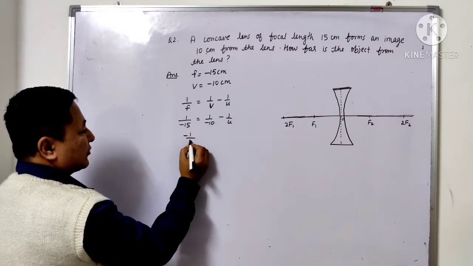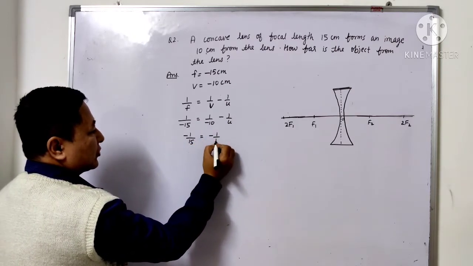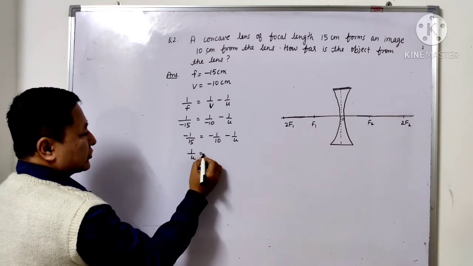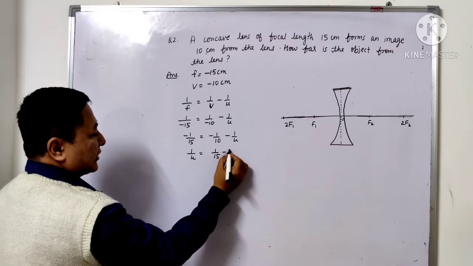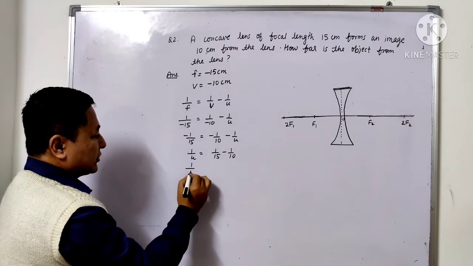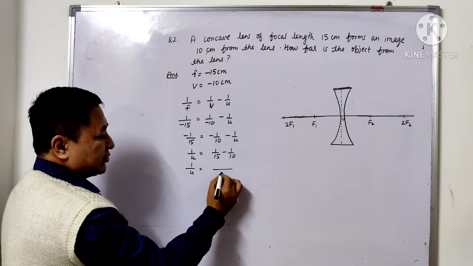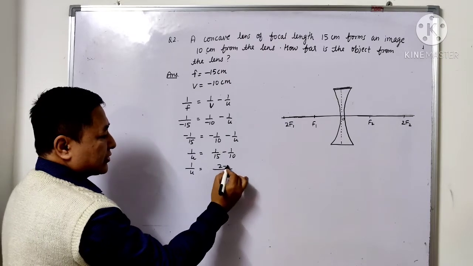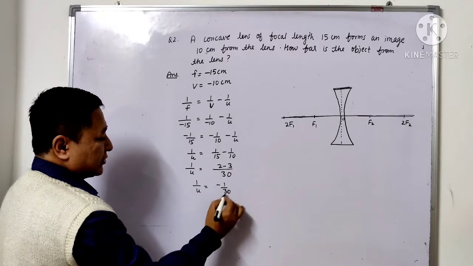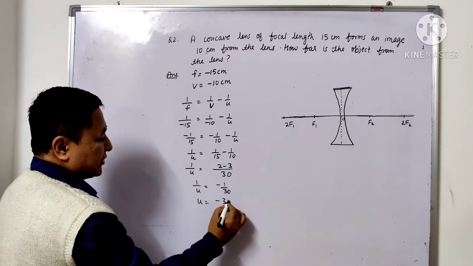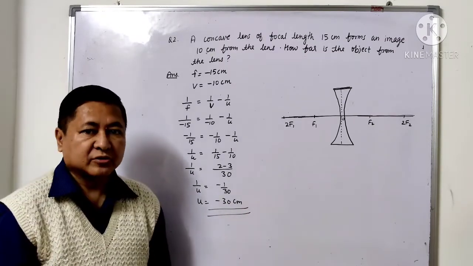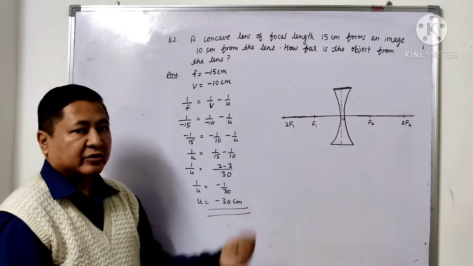So it is minus 1 upon 15 is equal to minus 1 upon 10 minus 1 upon u. We'll shift the side. 1 upon u is equal to 1 upon 15 minus 1 upon 10. I have transposed minus 1 upon 15 to that side. So 1 upon u is equal to, we'll solve it, LCM will be 30, that is 2 minus 3. So 1 upon u is equal to minus 1 upon 30. So u is equal to minus 30 centimeter. So we have calculated the position of the object is 30 centimeter in front of the lens.